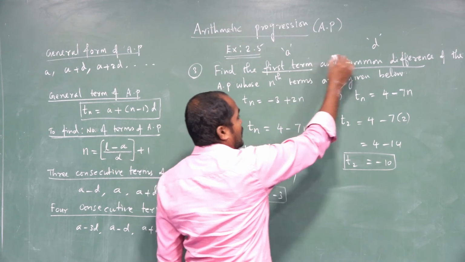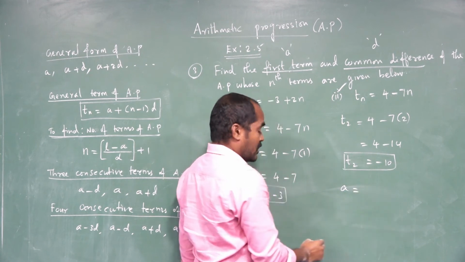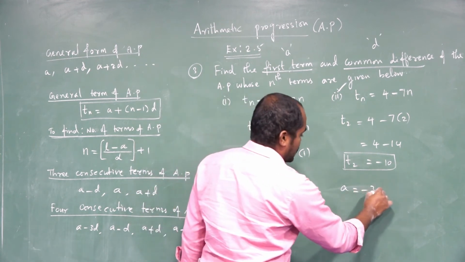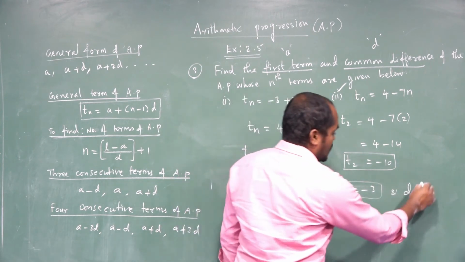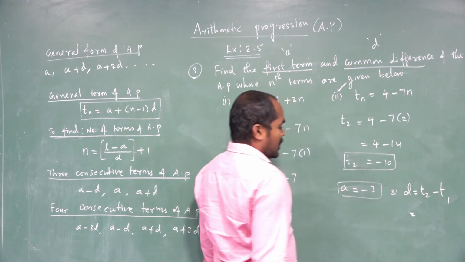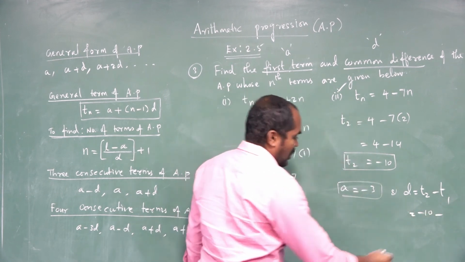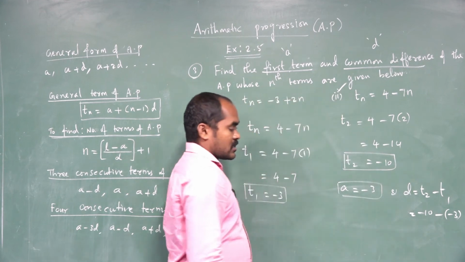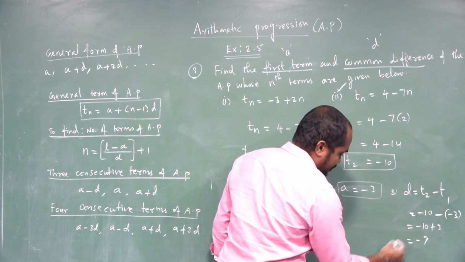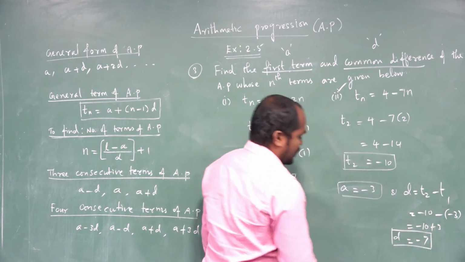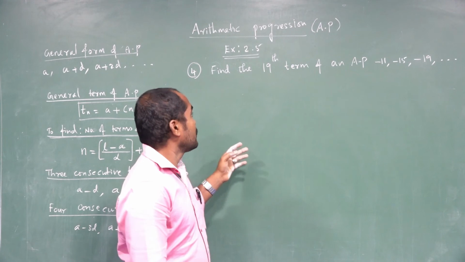So we need the first term and the common difference. You know first term means what? T1. So the first term is T1. T1 value is minus 3, so write here minus 3. And common difference means T2 minus T1. You know the T2 value is minus 10. So minus 10 minus of minus 3. This is minus 10 plus 3, equal to minus 7. So the common difference is minus 7 and the first term is minus 3.